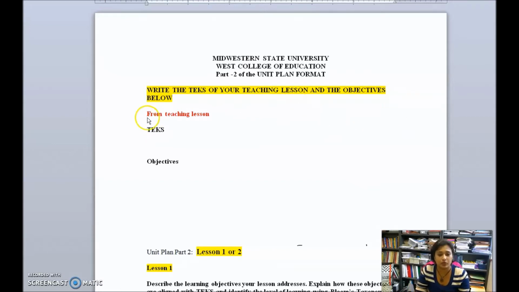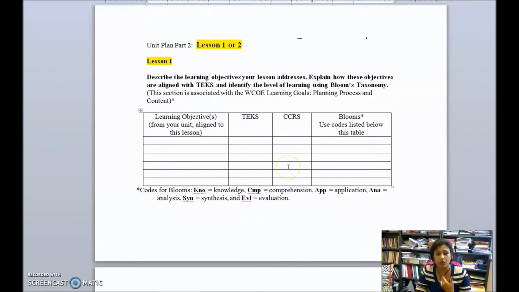For your first step, you're going to put the TEKS and the objective from your teaching lesson here. Your teaching lesson can be your first lesson or your second lesson. In case it is your third lesson, you still need to do at least one new lesson, and you can just change the 2 to a 3 so that I know it was a third lesson.